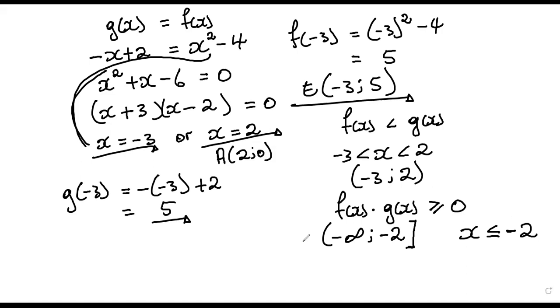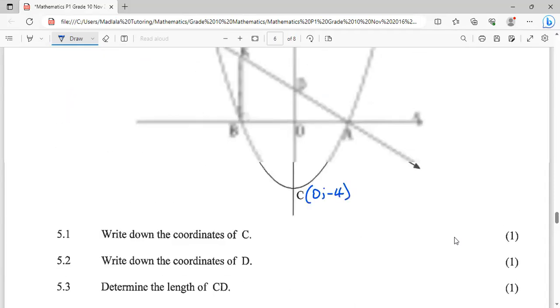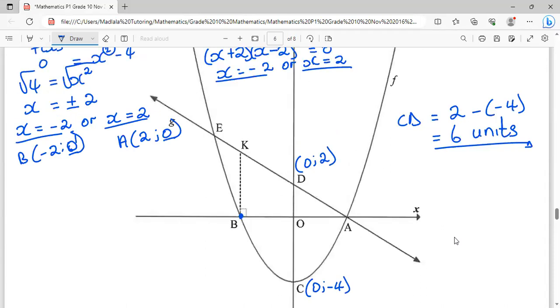Let's see the last question. What does it say? So the last question says, calculate the length of AK. So how do you find the length of AK? So let's look at this diagram. So here we can see AK is just going to be the hypotenuse of the right-angled triangle ABK, like that. That's what we know. So if you must find the hypotenuse, you have to use the theorem of Pythagoras.